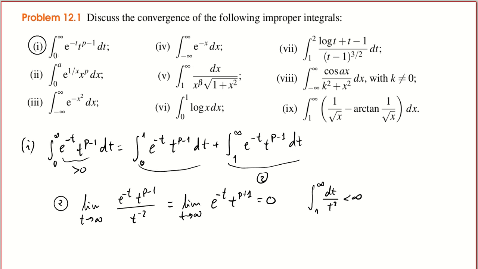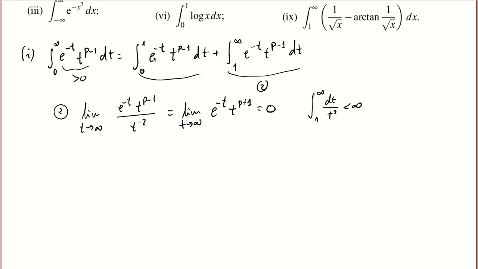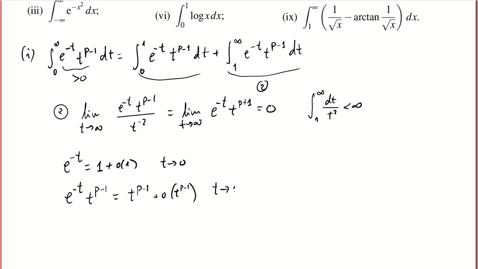Now let's focus on this one here. For this one, the exponential is not a problem. The exponential is a well-behaved function anywhere between 0 and 1. It's a continuous function, arbitrarily differentiable. Near 0, this function looks like 1 + o(1) when t goes to 0. So essentially, when t is very close to 0, it behaves just like a constant. So the whole integrand is t^(p-1) + o(t^(p-1)) when t goes to 0.